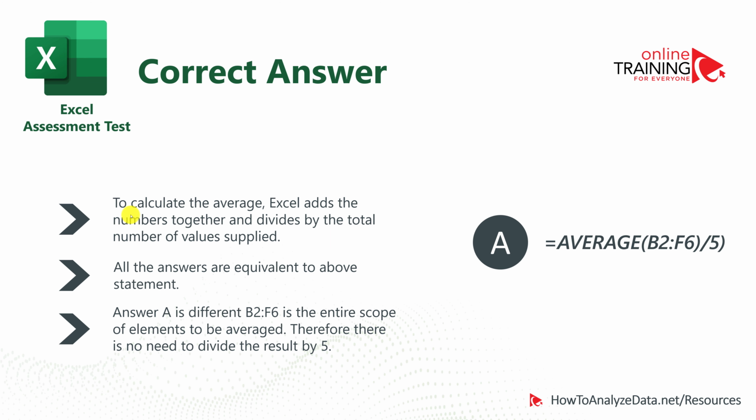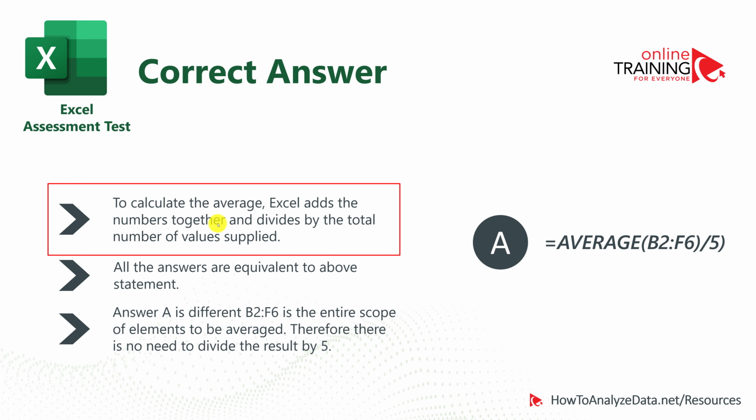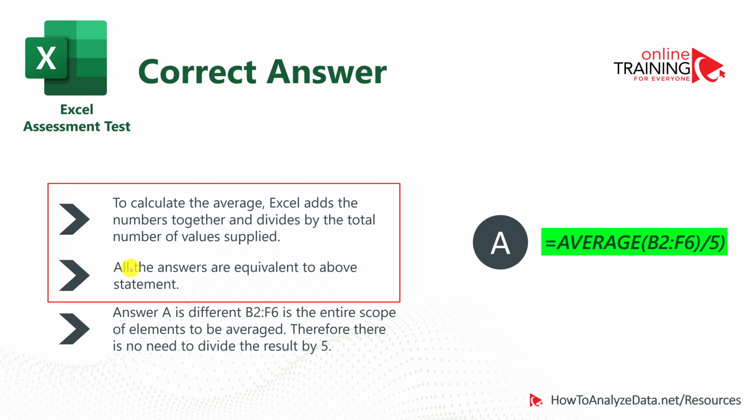And now let's recap. To calculate the average, Excel adds all the numbers together and divides by the total number of values supplied. The correct choice here is choice A, because this is a negative question. It asks you to identify something that does not calculate the daily average, and choice A calculates 1/5 approximately of the daily average. All answers here, B through D, are equivalent, and they calculate the same value. But choice A is different, because the choice A calculates approximately 1/5 of the daily average. Hopefully you've got this one right.